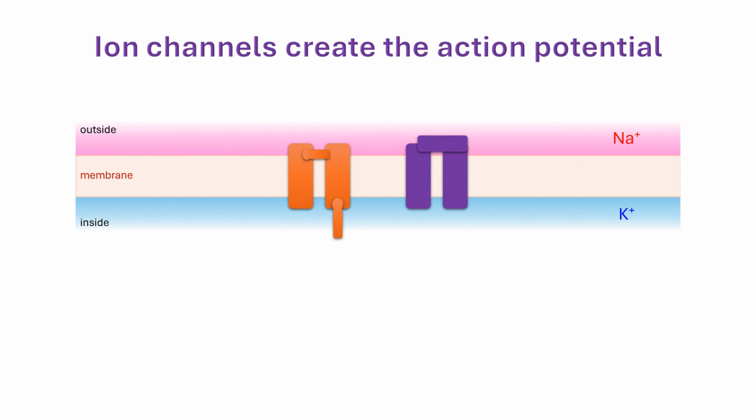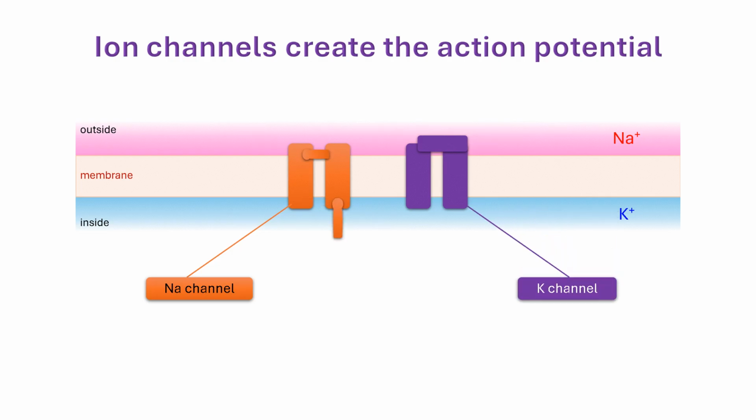This animation illustrates what happens during a typical neuronal action potential. It shows a membrane separating the outside of a cell from the inside. The pink layer represents the high extracellular sodium ion concentration, and the blue layer the high intracellular potassium ion concentration. Two main ion channels are involved: a sodium channel and a potassium channel.